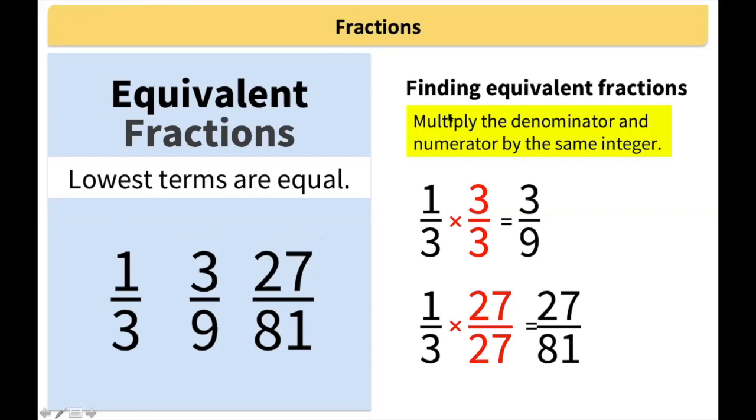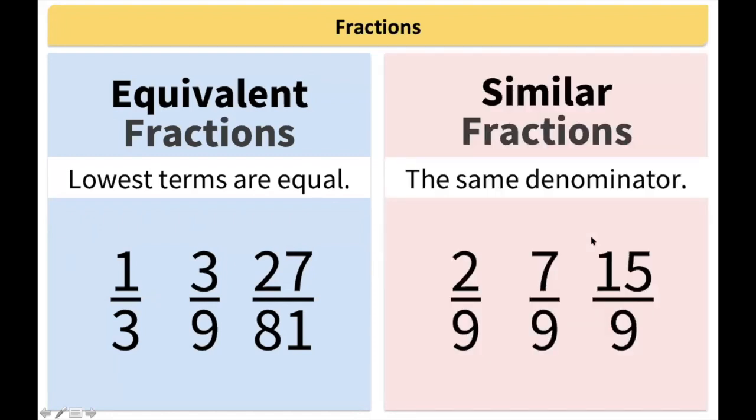So for example, what if pinapahanap ka ng equivalent fractions? So to get an equivalent fraction, you only need to multiply the denominator and the numerator by the same integer. So for example, here we have 1/3 times 3 over 3, makukuha natin ang 3/9. Kaya ang 3/9 is an equivalent fraction. Okay, the same with 27 over 27, makukuha natin is 27 over 81. Okay? Anyone, ano yung equivalent fraction natin na may denominator na 12? Ano yung integer natin na imumultiply doon? Kapag 12 yung denominator, para maging 1/3, 4, di ba? So we will have 4 over 12. 4 over 12 is an equivalent fraction ng mga fractions na nakikita nyo ngayon.